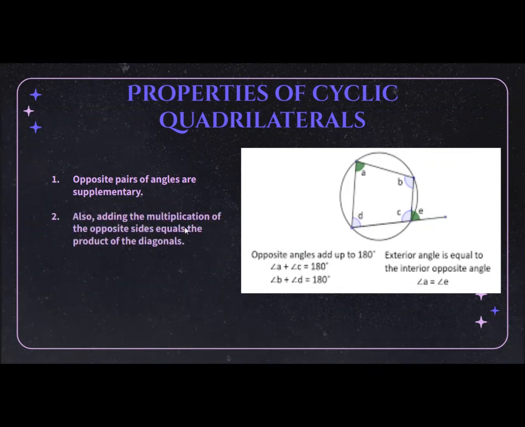And the sum of the multiplication of opposite sides equals the product of the diagonals. That's the next theorem. We're going to be learning that right after, so don't worry about number 2 yet.